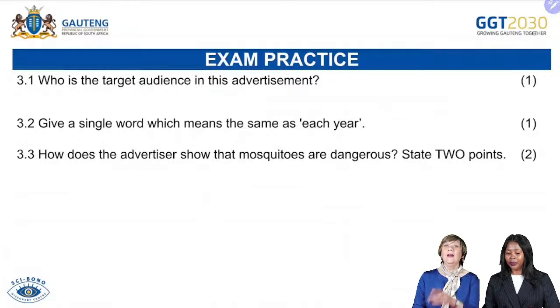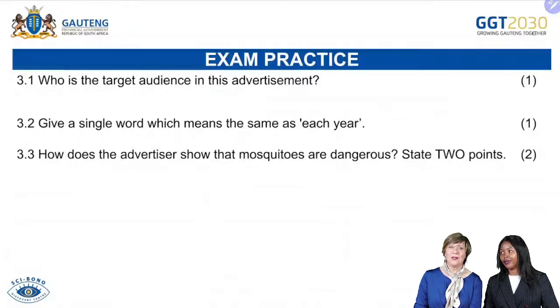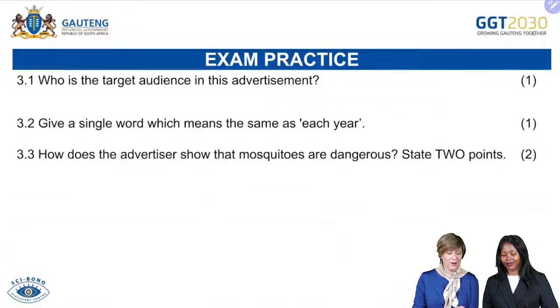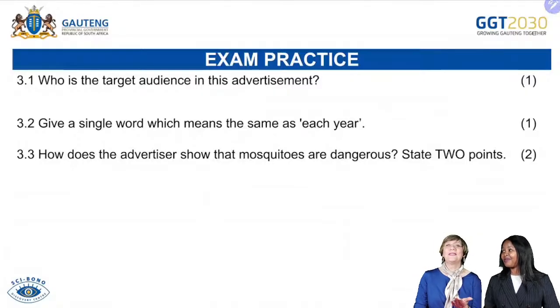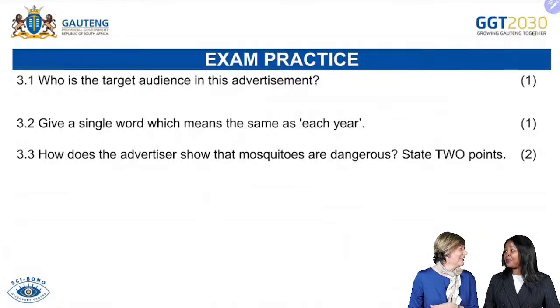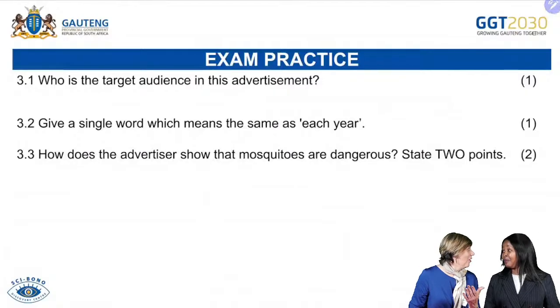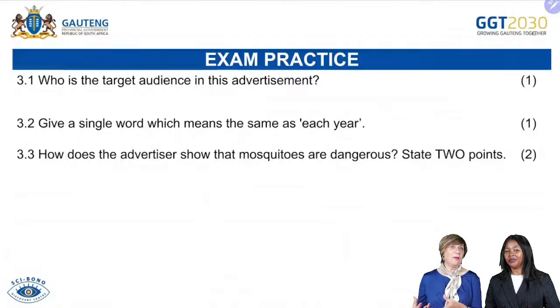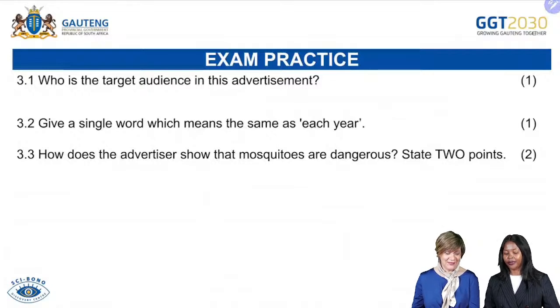And then remember I said to you there's going to be a language question. So here they've given us one. Give a single word which means the same as each year. Now this is actually easy, but we could have asked another question. What does it mean if it's 10 years? Which could be a decade. 50 years. So what do you call that? So there are so many options available to us, but there will be 2 language questions.